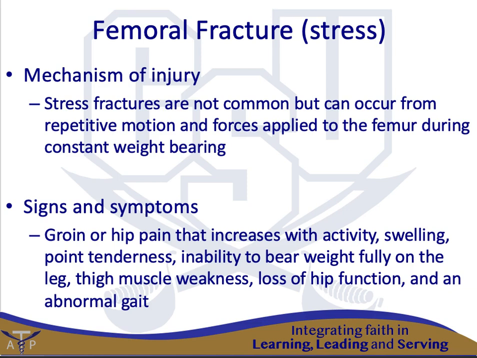And when we look at these stress fractures, they're going to occur in a different spot than the acute fractures. Stress fractures usually happen at the neck of the femur, so up where it attaches to the ball and socket joint. When we look at signs and symptoms, they're going to have pain in the hip or groin area that increases with activity, swelling, point tenderness, inability to fully weight bear on the leg, thigh muscles become weak, loss of hip function, and they have an antalgic gait or an abnormal gait.